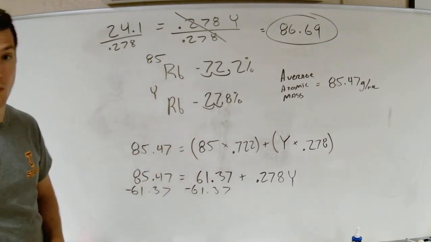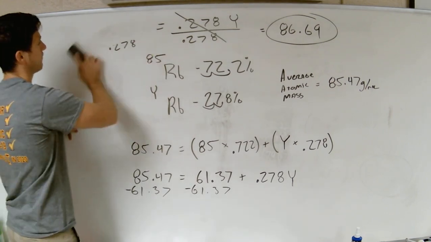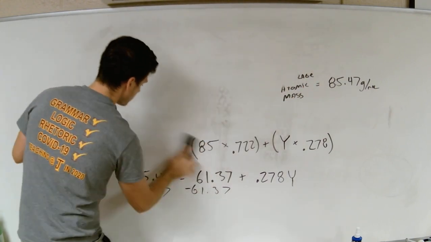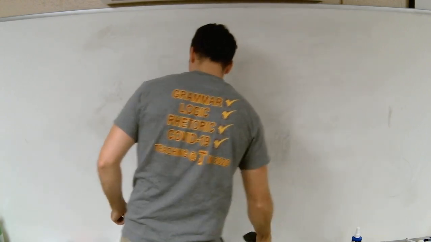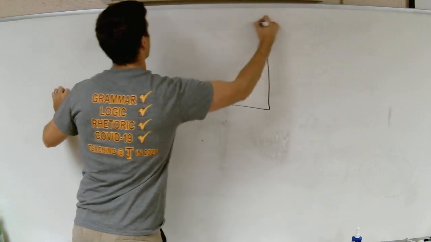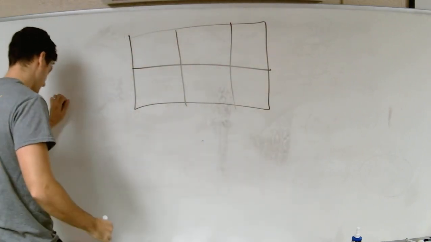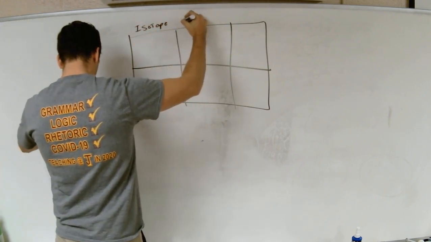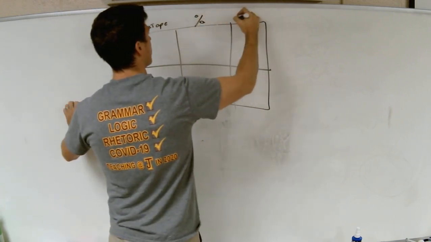Let's do one more like that, and I'll leave it up to you, and I'm done. So let's do another situation just like that one. I'll create a nice little table. All right, we'll have isotope, we'll have percent abundance, and we'll have mass number.